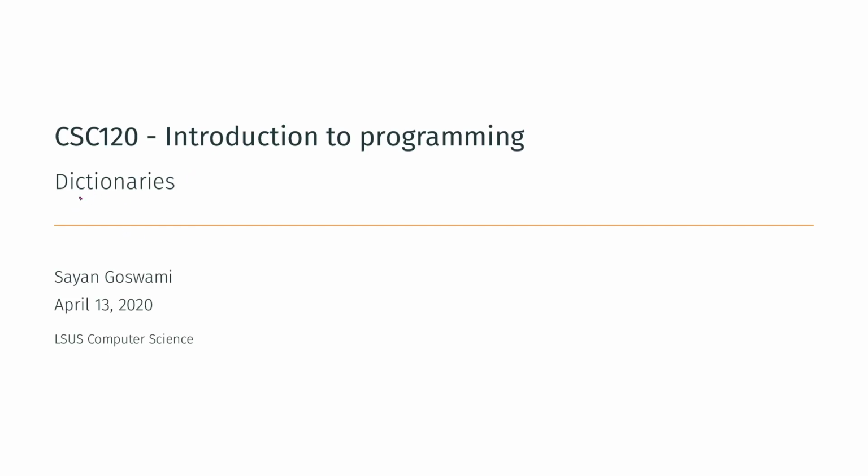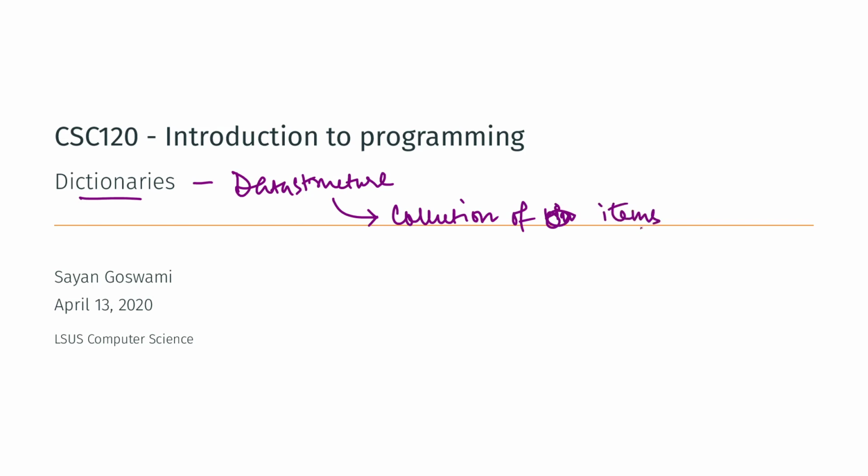Today we'll talk about dictionaries, which is yet another data structure. And as we know, a data structure is a collection of items, right? It's a way of organizing items, okay? But under a common variable name, so that they are easy to access.